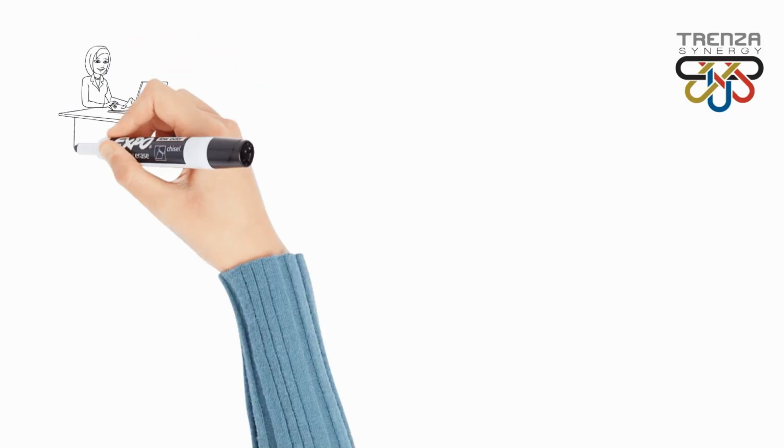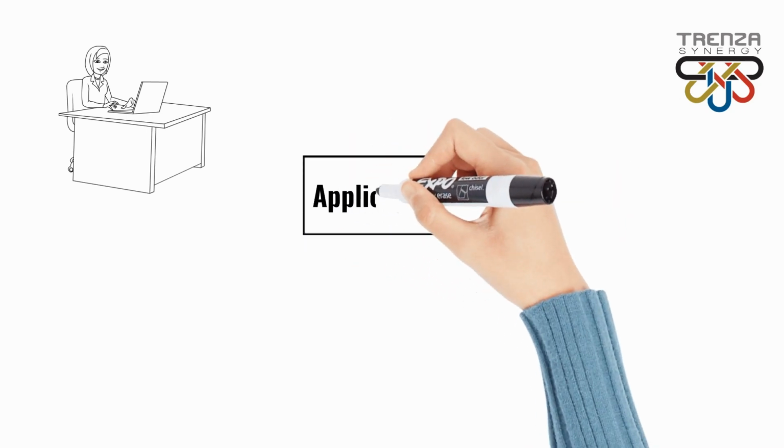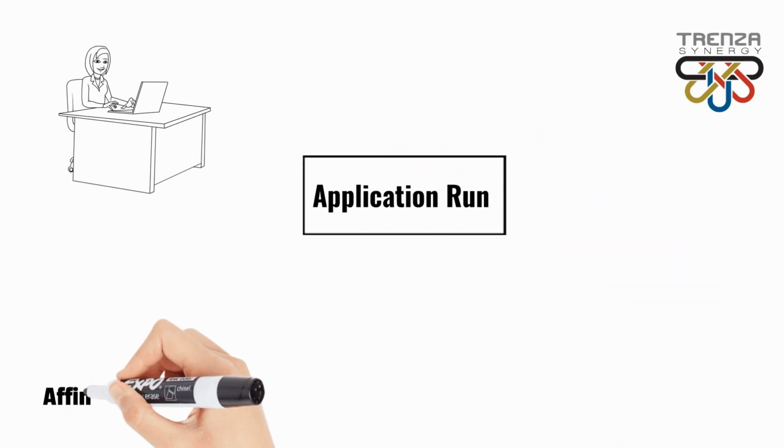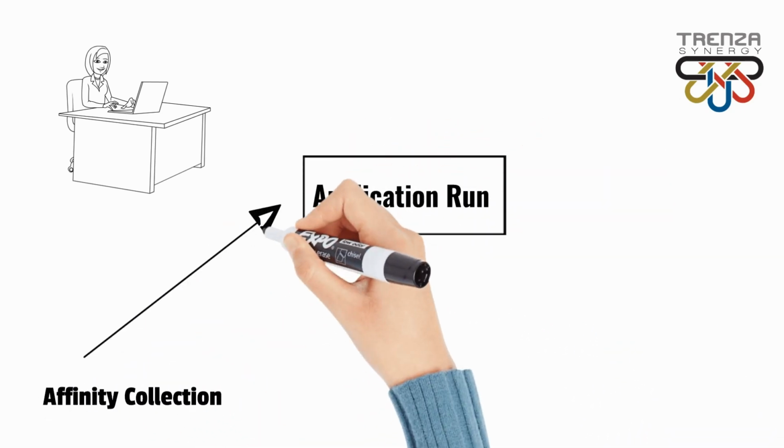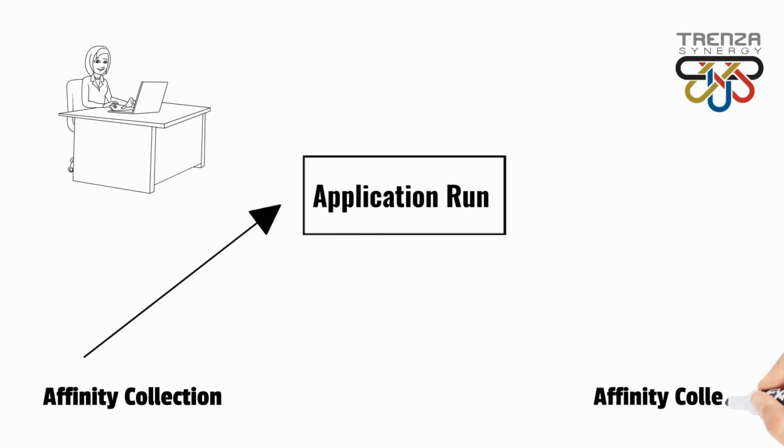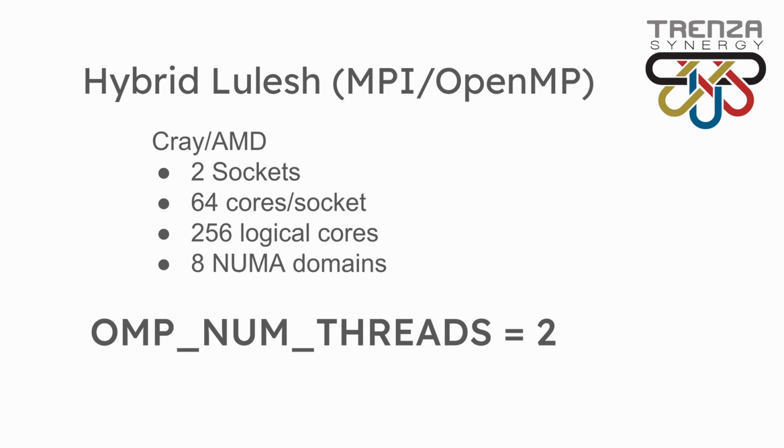Survey gathers affinity information at the beginning and the end of the run and includes that information in the report. If the affinity information does not change, it only reports one set of values. Now let's look at some examples of actual Survey runs. Here are the affinity results from a run of a hybrid Lulesh run on a Cray system with an AMD node with 2 sockets, 64 cores per socket, 256 logical cores, and 8 NUMA domains.